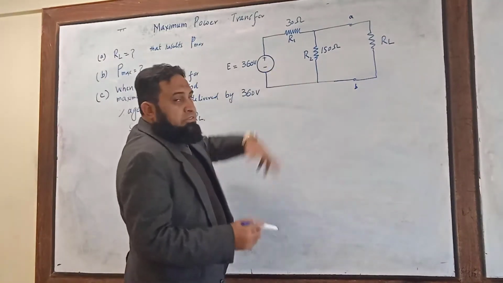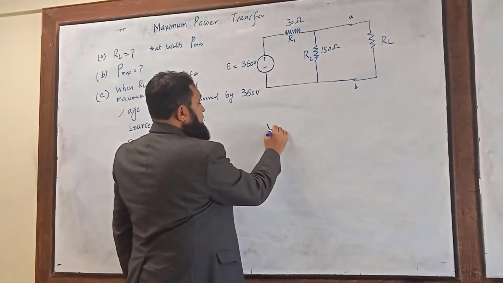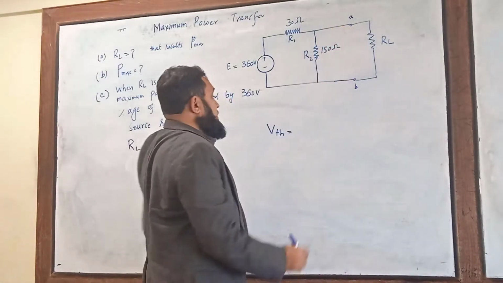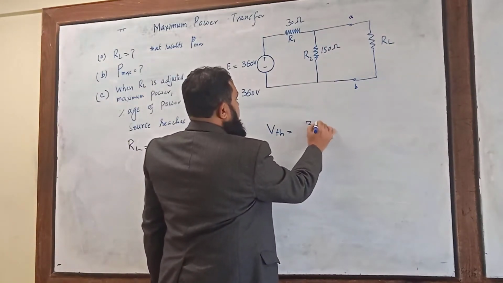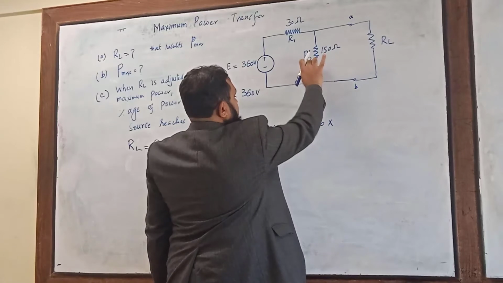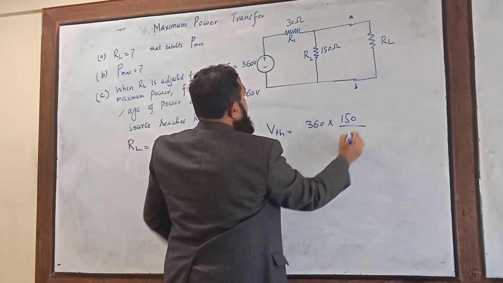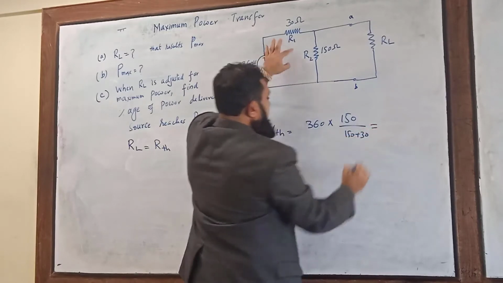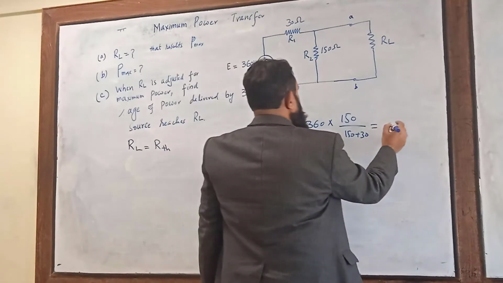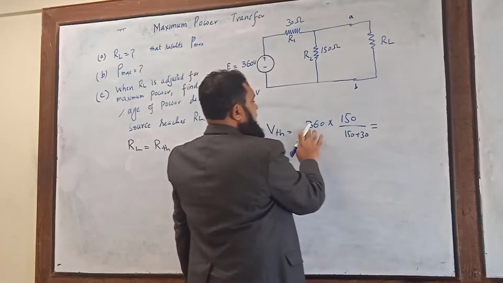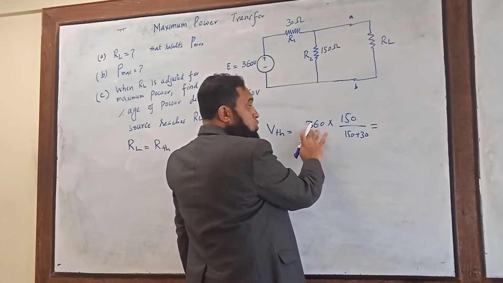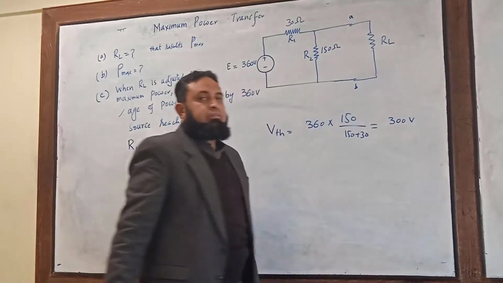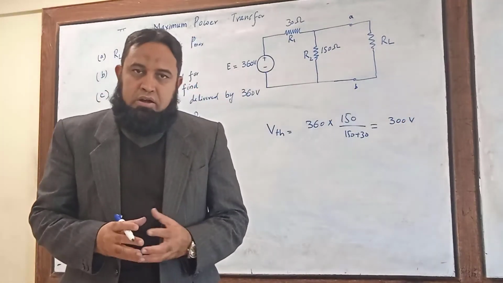Using the voltage divider rule, you can compute the Thevenin voltage, which is equal to the voltage at point AB. So this is equal to the total voltage multiplied by this 150 ohm resistance divided by 150 ohm plus 30, which is 180. 360 divided by 180 is 2, multiplied by 150, it results in 300 volt. So the Thevenin voltage is equal to 300 volt.